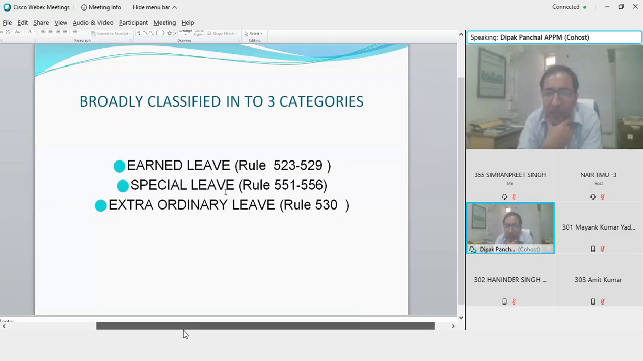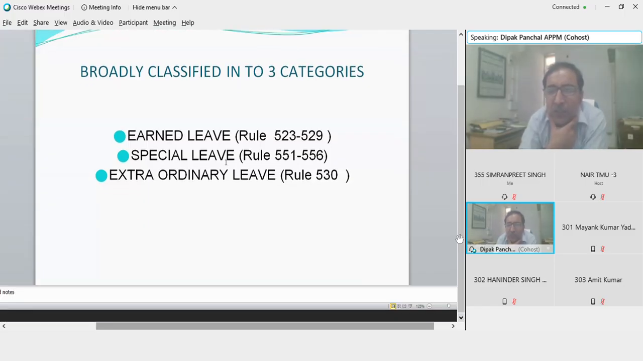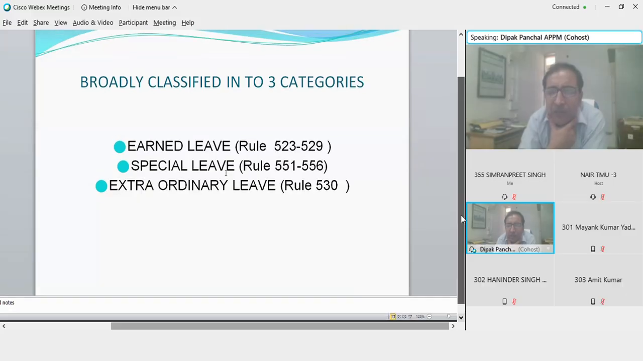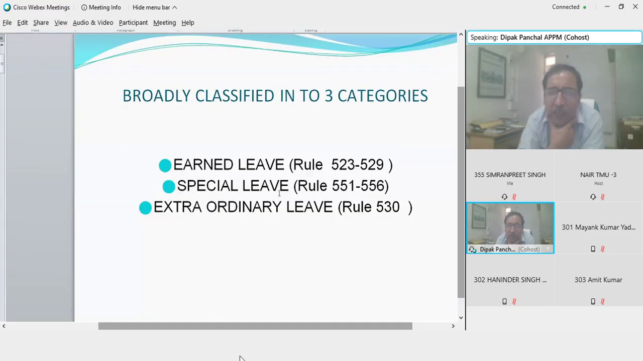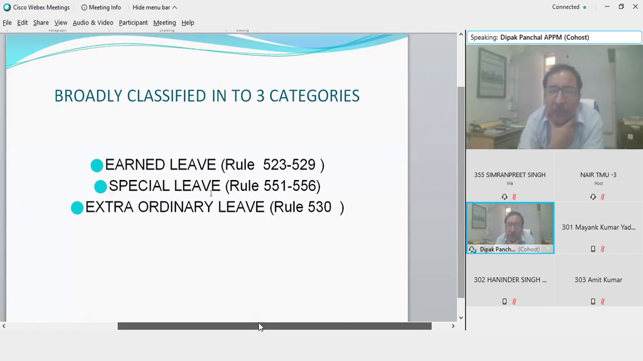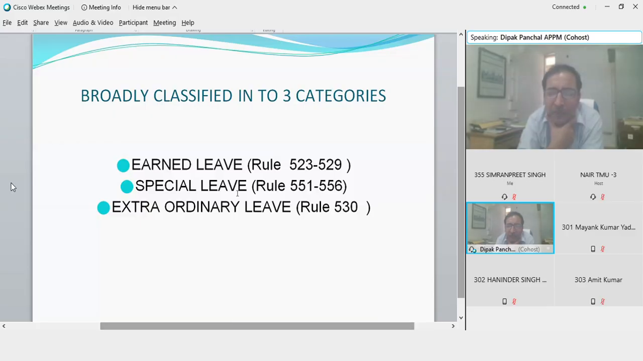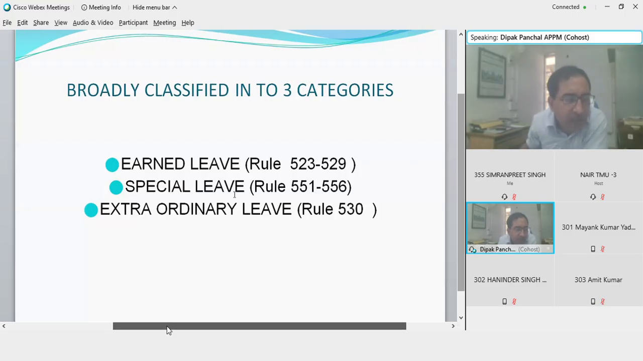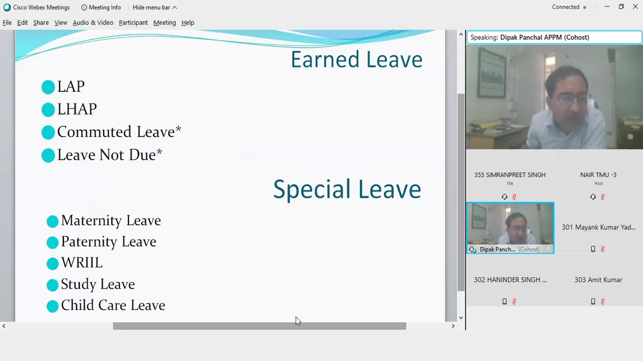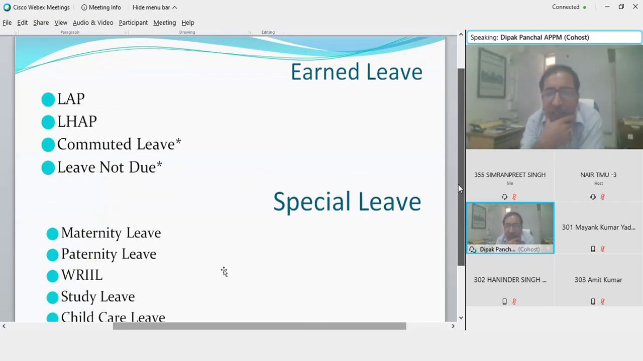So the three broad classifications are leave, special leave, and extraordinary leave. On leave, since you have known, now special leave is a leave which is not debited from the LAP or LHAP account, but it is given away as and when occasion arises. So it is the special kind of leave specific to the occasions. And those leaves are maternity leave, paternity leave, work-related injury leave, study leave, and childcare leave. These are the special kinds of leave.